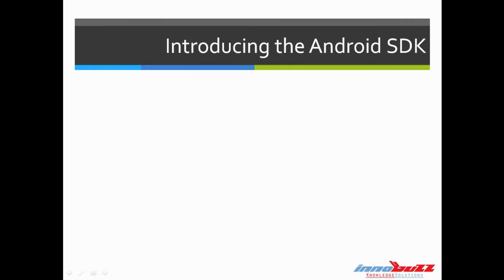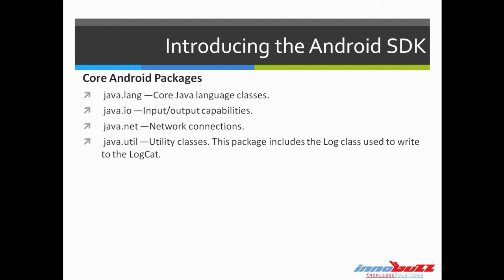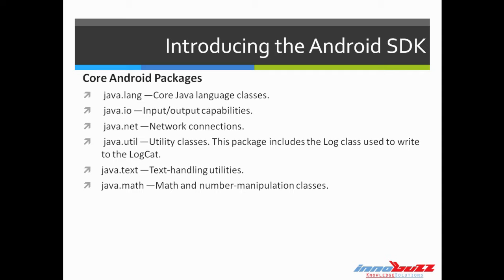Introducing the Android SDK. The Android SDK contains certain core Android packages. It includes certain Java packages which we have used in Java applications. Java.lang. This package contains core Java language classes. Java.io. It contains classes responsible for input and output capabilities. Java.net. Network connections. Java.util. Contains utility classes which include the log class used to write to the logcat. Java.text. It contains classes handling text. Java.math. Math and number manipulation classes.